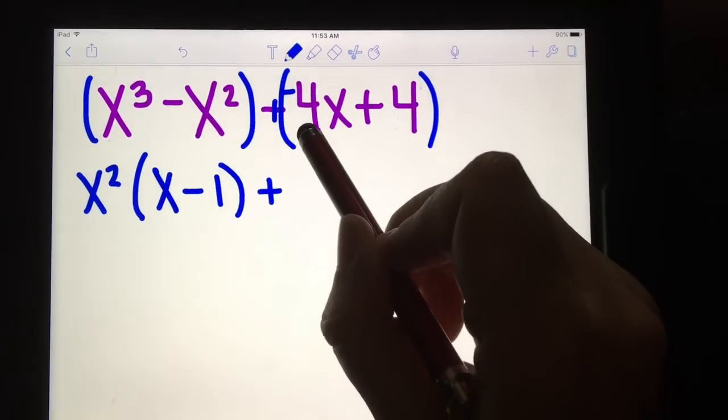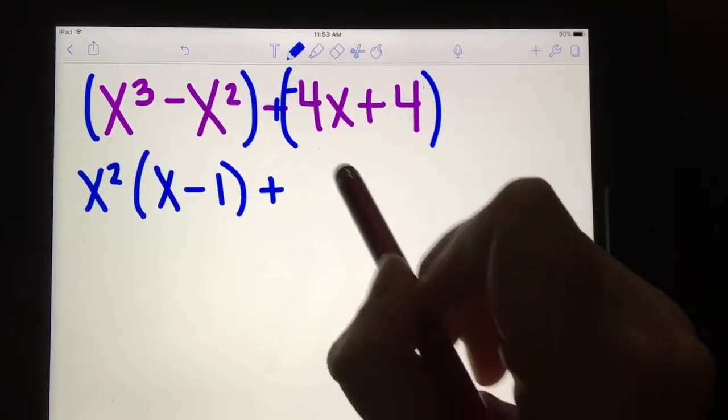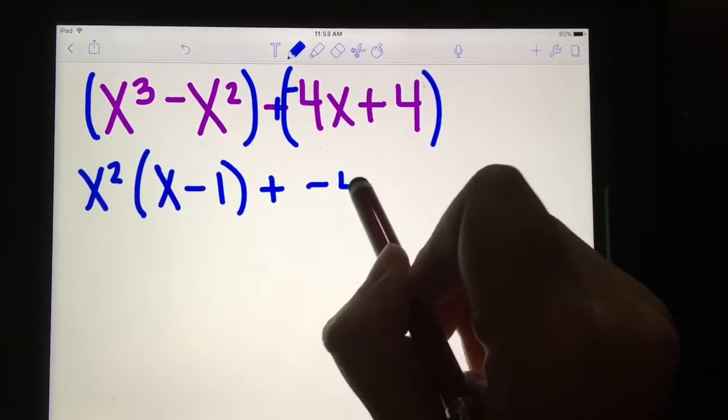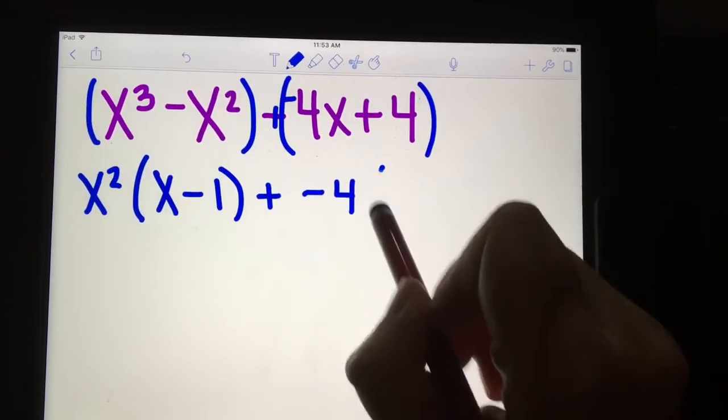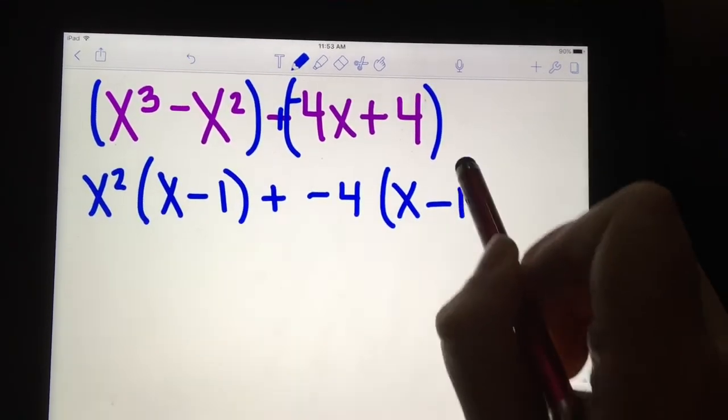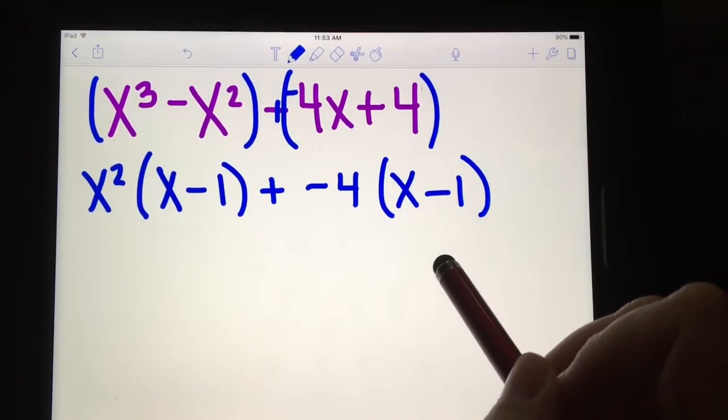Plus negative 4x and positive 4. I'm going to take out a greatest common factor of negative 4. And what I have left is x minus 1.